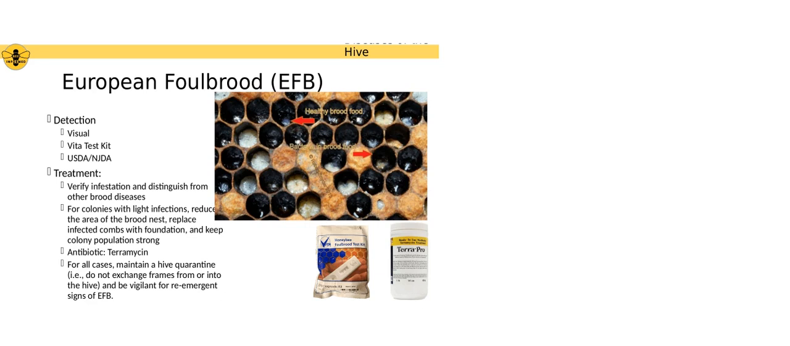And so with colonies that have a light infection, you want to reduce the brood nest area. You can replace any of the infected combs if a specific comb is really, really heavily infected. You want to really keep that population strong. Another option is to use terramycin, but then again, you need a veterinary feed directive or a prescription.